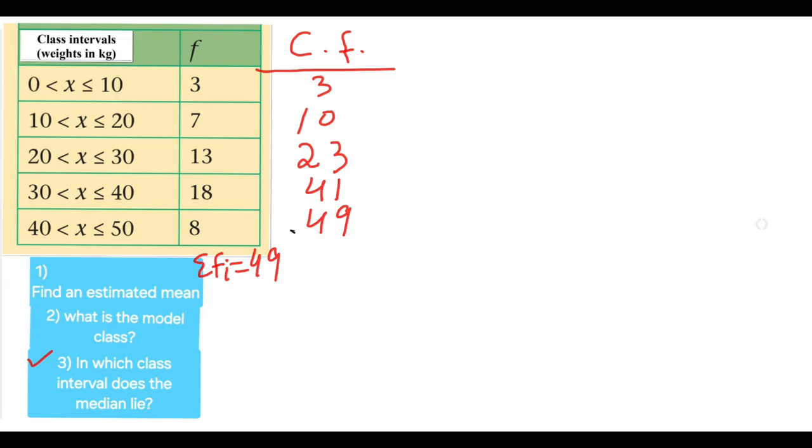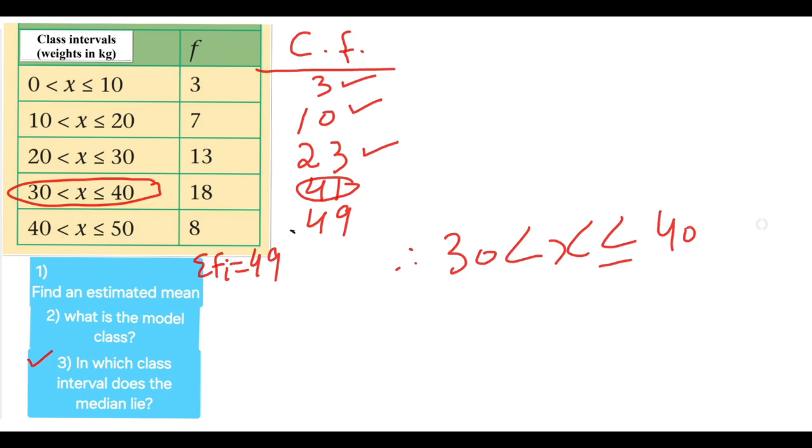Now we need to look at which class the 25th value falls within. 25 does not fall in 3, not in 10, not in 23. 25 falls in 41. So the 25th value falls within the class interval between 30 and 40, as the cumulative frequency reaches 41 at the end of this interval. So therefore, the median lies in the class interval between 30 and 40. This is my final answer.